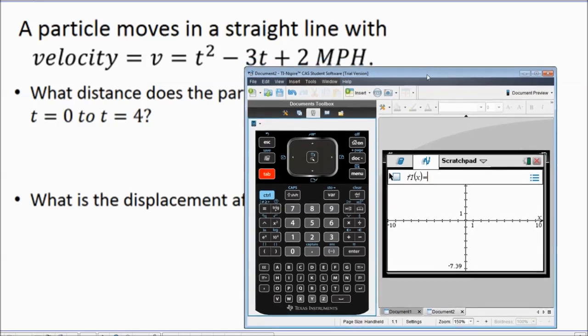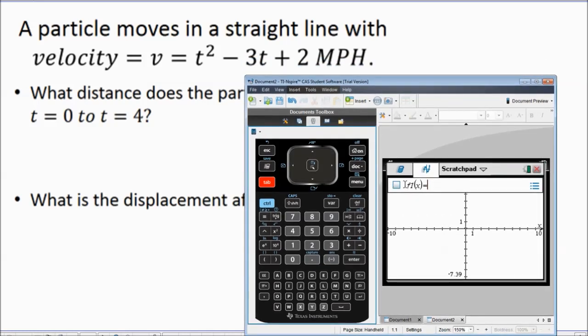And so I'm going to graph this equation. Remember, your calculator is asking for x right here. It's not asking for t. And so we're going to type this in terms of x. So here I go. X squared minus 3x plus 2. And we'll see what this thing looks like.